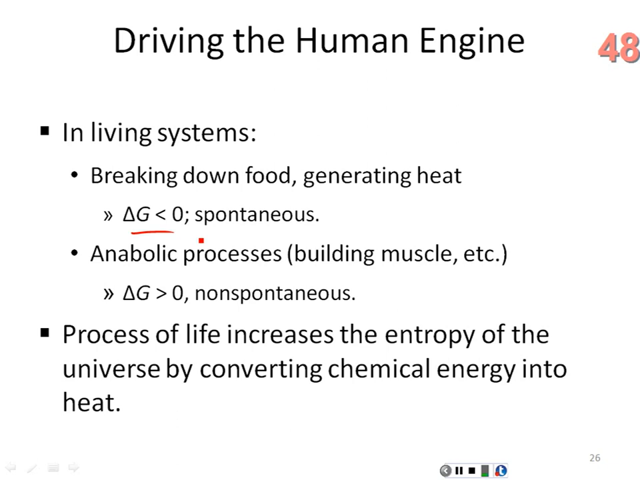Delta G is negative. You also have anabolic processes, building of muscles, that sort of thing, the building up processes. For those, the delta G is actually a positive value. Those are non-spontaneous processes. They require energy. So if you look at life as a whole, the process of life increases the entropy of the universe by converting chemical energy into heat.